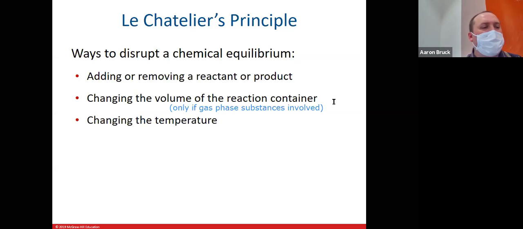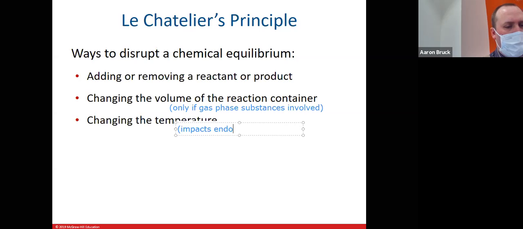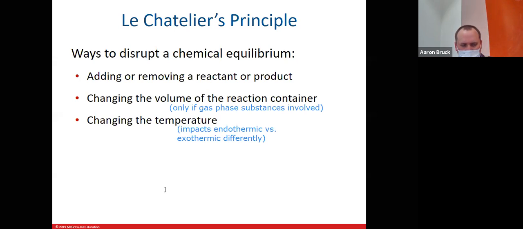And then the last thing is the changing of the temperature. And changing of the temperature, we look specifically at endothermic reactions and exothermic reactions, which are going to have different impacts on temperature change.